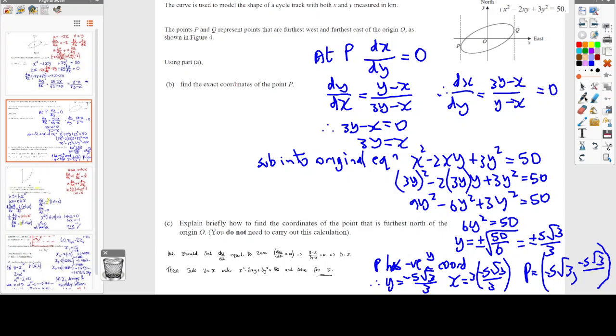Yeah, I've lost one of them. That's not quite right. The y coordinate, that's just fallen off when that should be 3 there, shouldn't it? The y coordinate's minus 5 root 3 over 3.